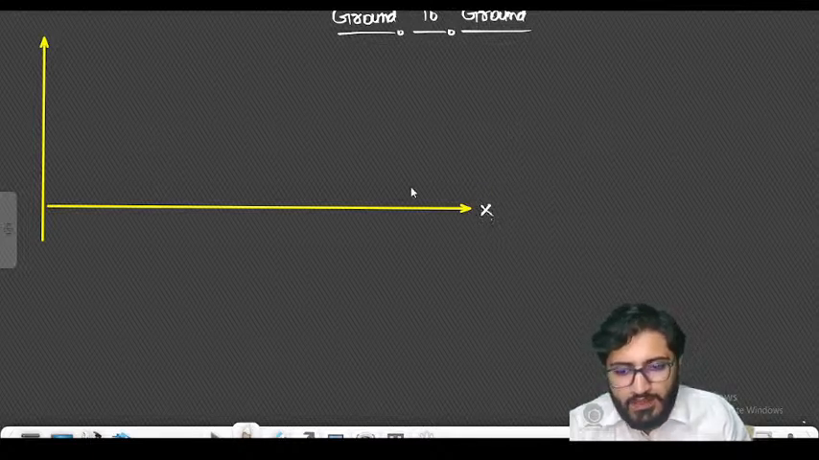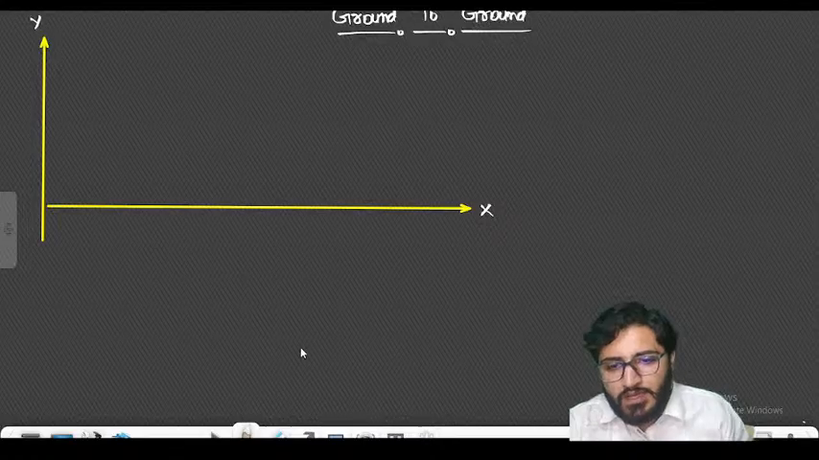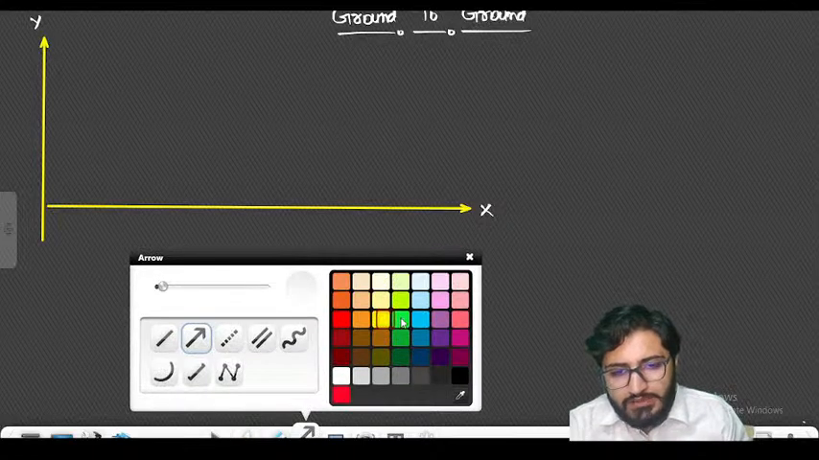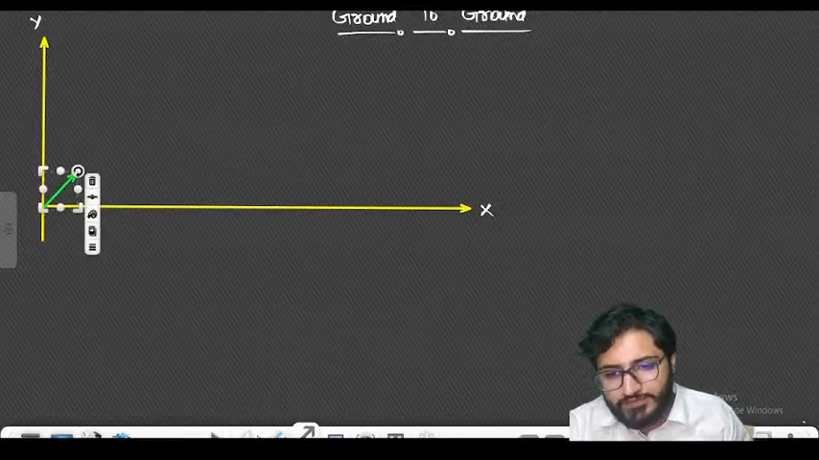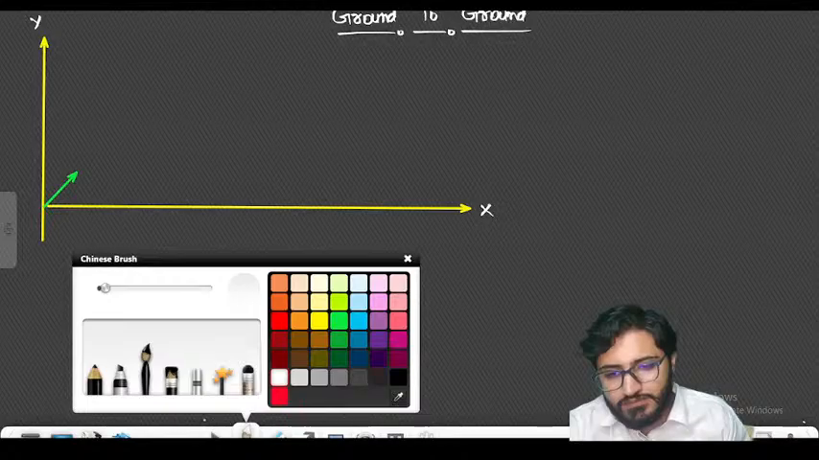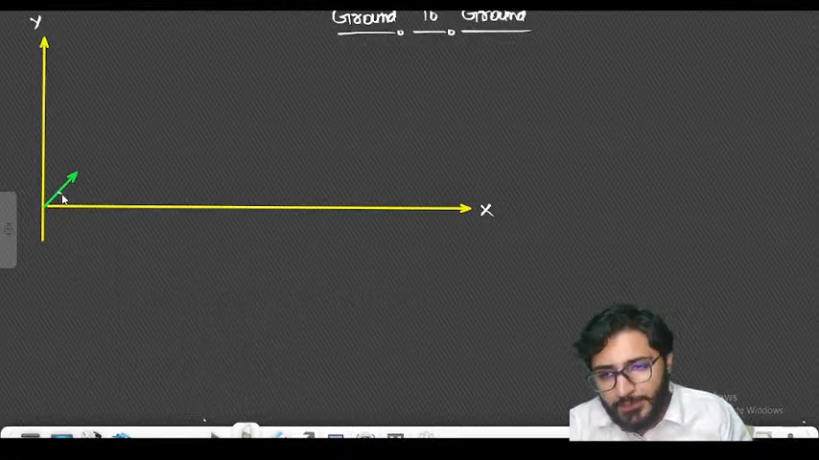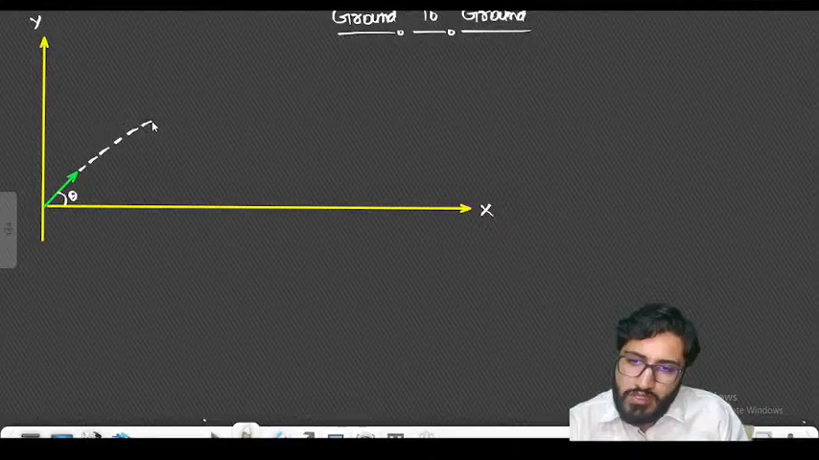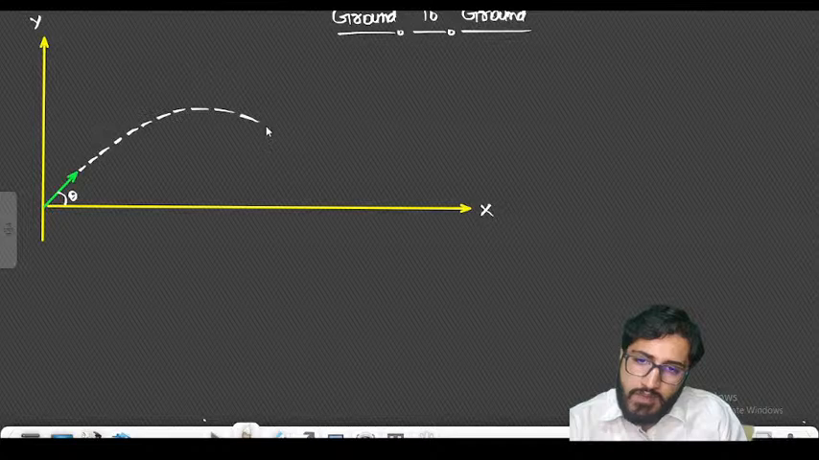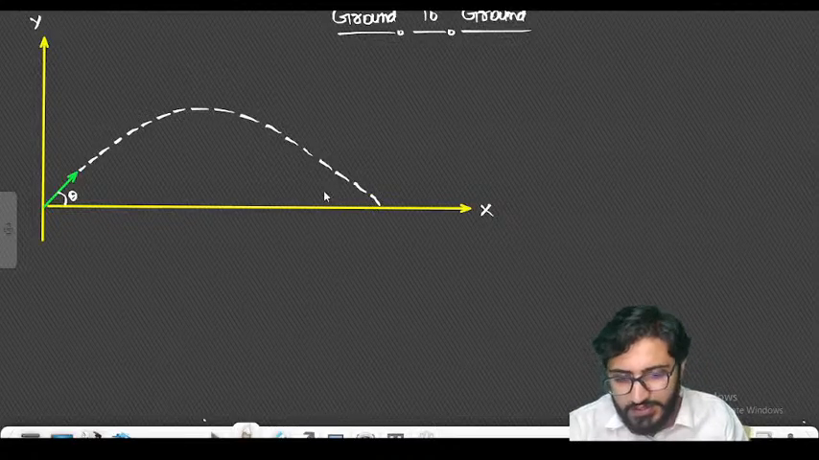X-axis, y-axis. Now we are projecting a particle. We just projected a particle in this way, with some angle theta. What will happen? The projectile will go in this way. You can see the projectile motion. The particle will go in this way and comes back to the ground. Okay.